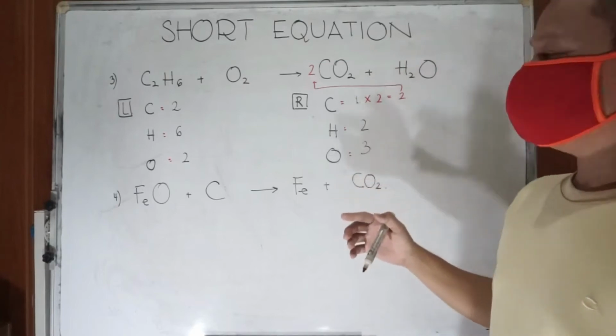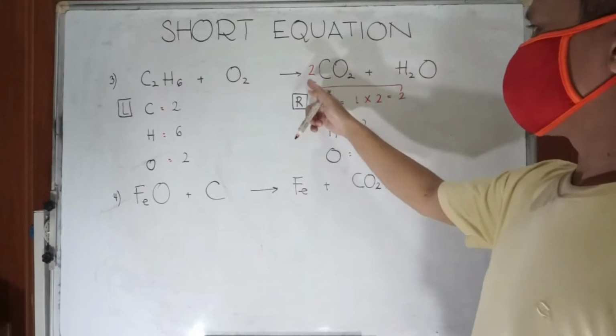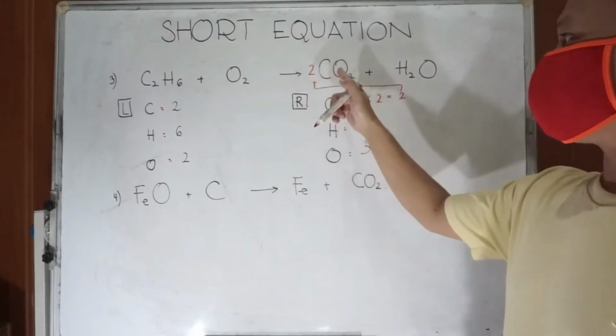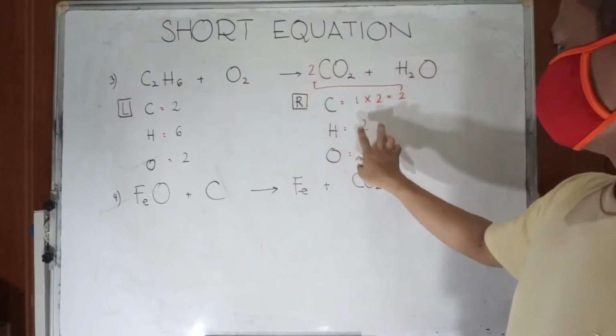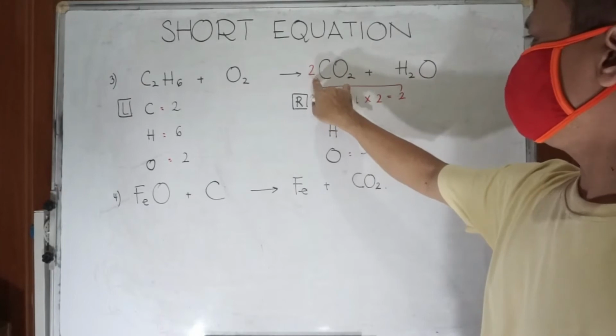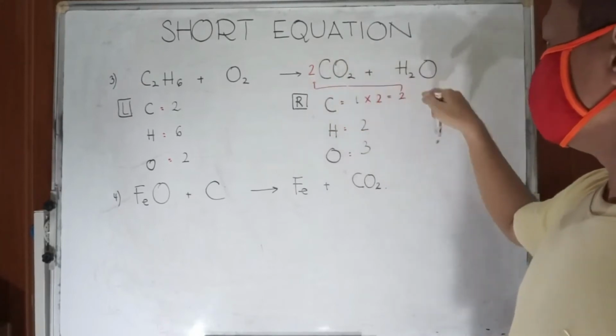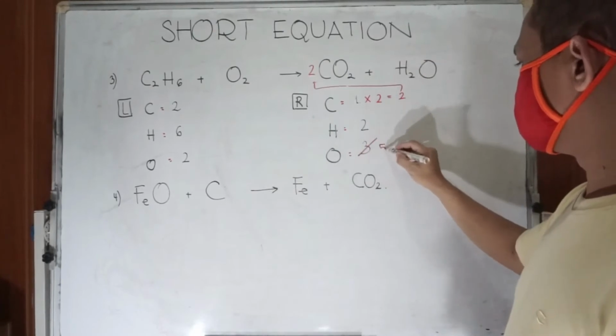So now the new composition, because of this coefficient 2 for carbon dioxide, carbon is 2 elements, right? And then oxygen is 4, 2 times 2 plus 1. So totally is 5. Right?